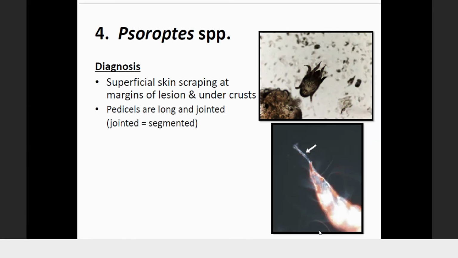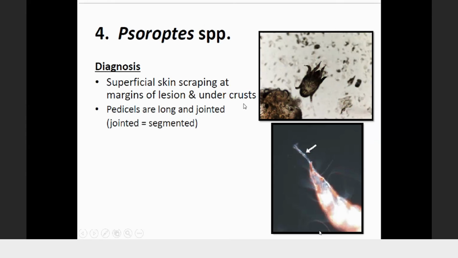Okay, so the most important characteristic is the pedipalps. The pedipalps are long and have segments. And then the scraping is done at the margin of the lesion under the scabs.